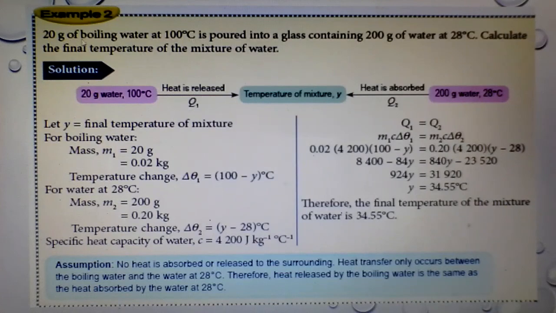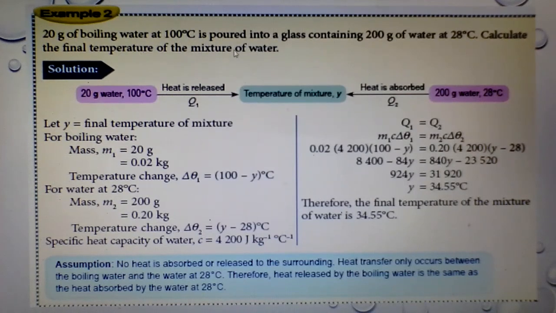Second example: 20 gram of boiling water at 100 degrees Celsius is poured into a glass containing 200 gram of water at 28 degrees Celsius. Calculate the final temperature of the mixture. So we have hot water and cold water. The hot one will release heat, the cold one will absorb heat. So the mixture finally achieves one final temperature.